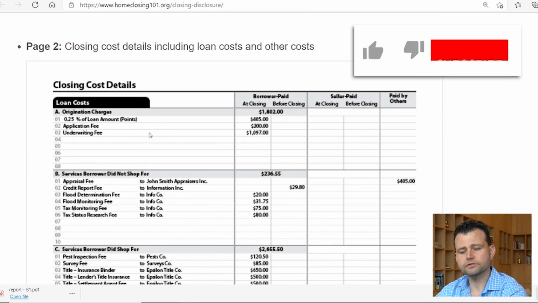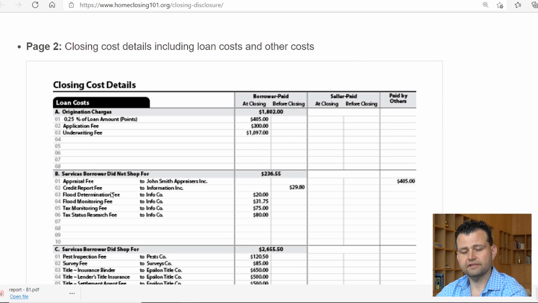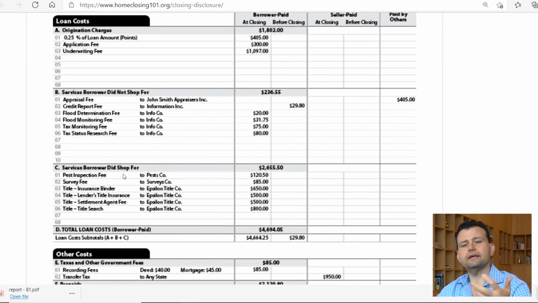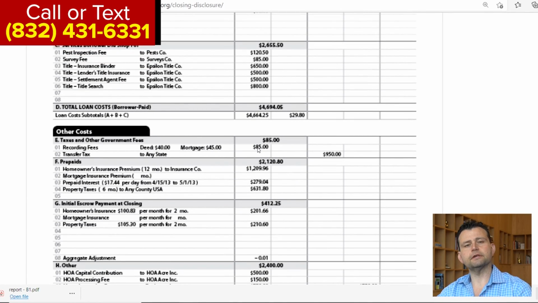It shows all the costs associated with the loan: the lender cost, the servicing fees for appraisal, credit report, flood fees, tax fees, surveys, titles, all of that stuff, all broken down and itemized, so you can actually understand what you're being charged for. I highly recommend that you spend the time to go through this video so you can understand how to read your closing disclosure and you're not blindsided.